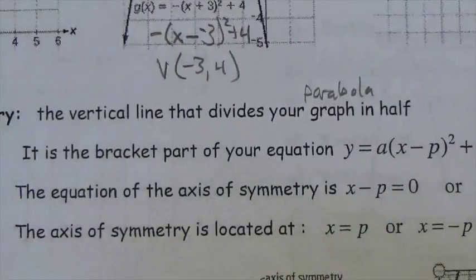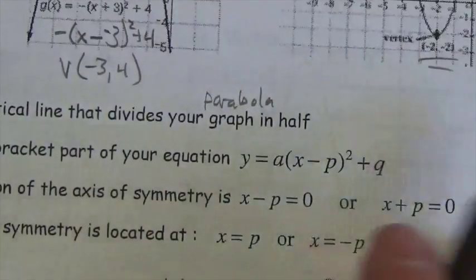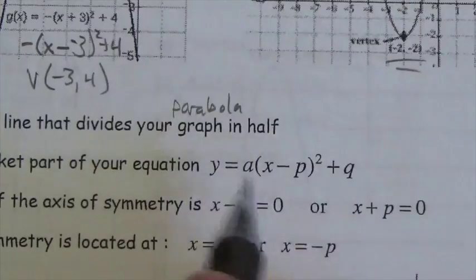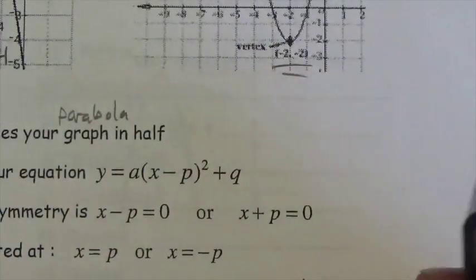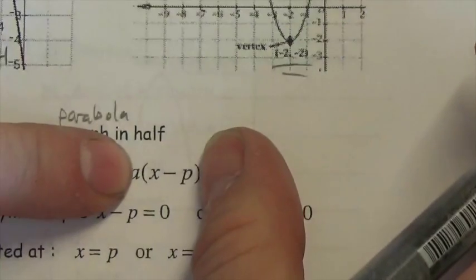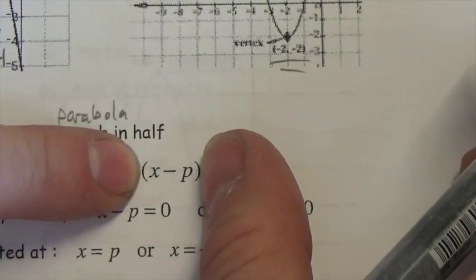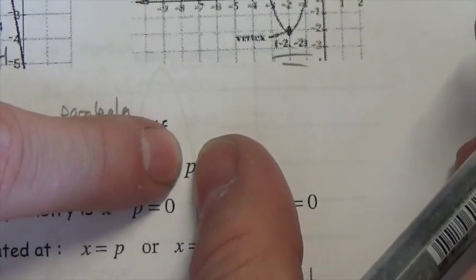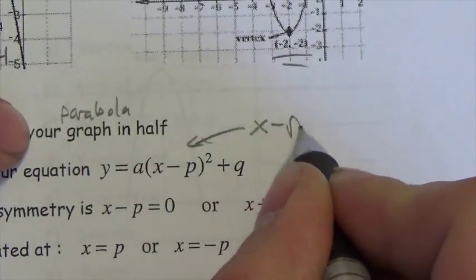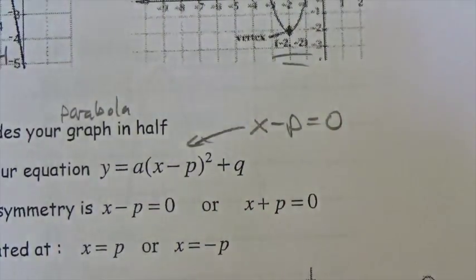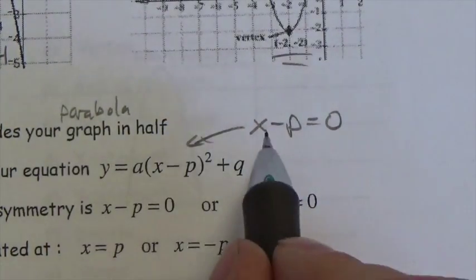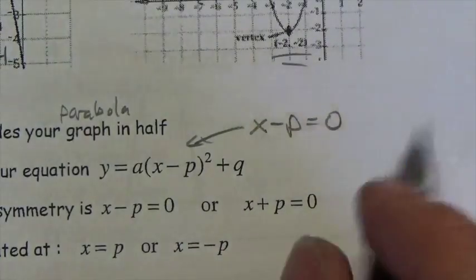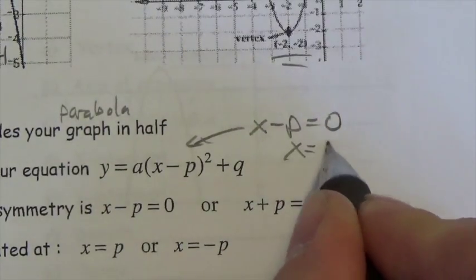Now, when you look at what's inside your equation here in vertex form, essentially what's going on here is it's this little bit right here. Bear in mind that p ends up being the x coordinate of the vertex. So essentially here, one way of doing this is to simply state this. That right there is the equation of the axis of symmetry. Whatever's inside the parentheses here, equal to zero, there's your axis of symmetry. If you try to solve for x, you get x equals p.